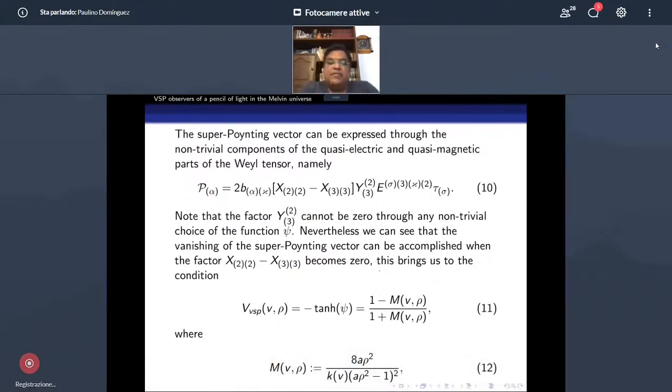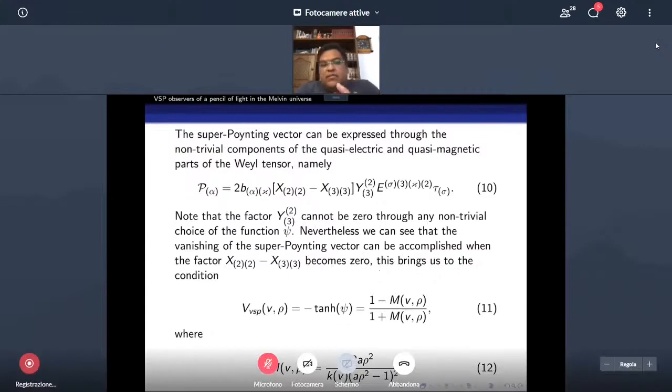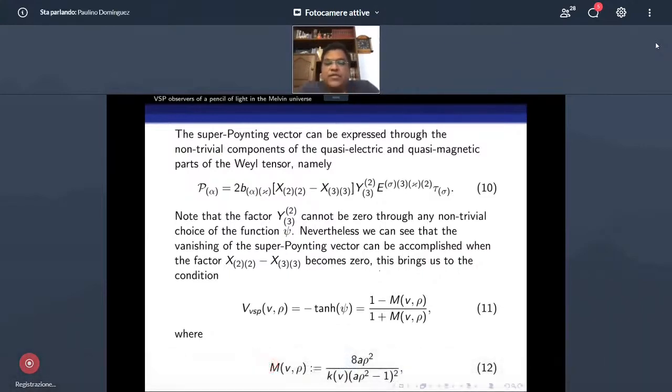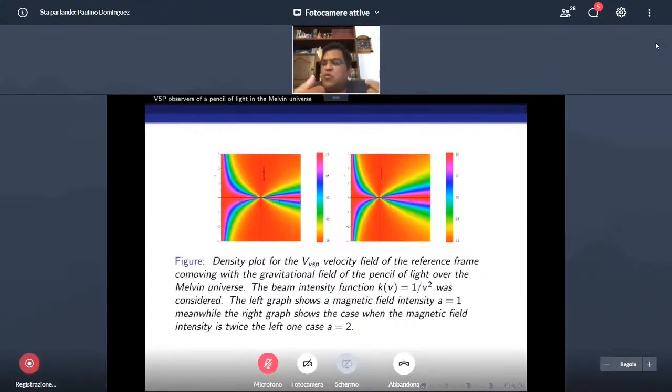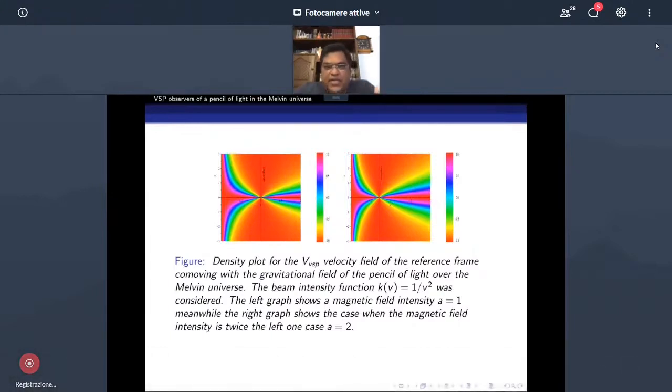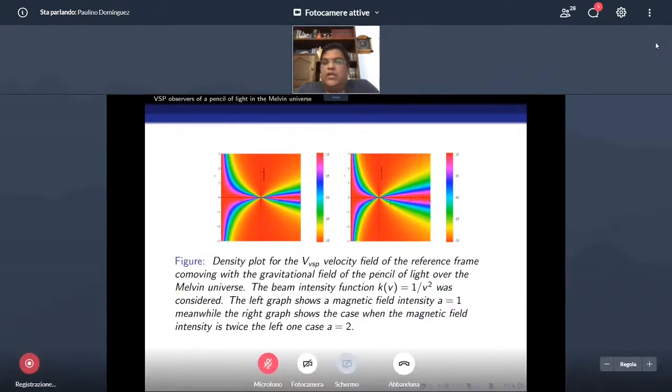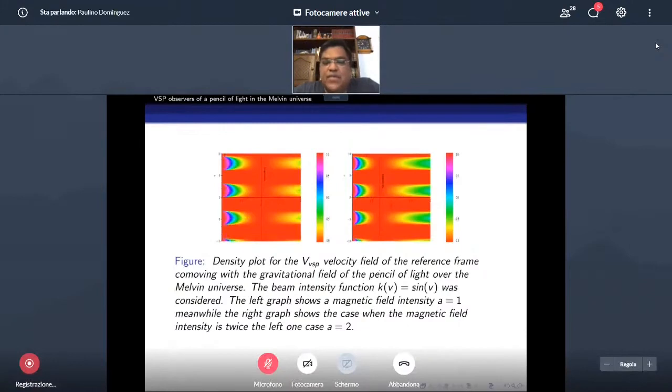B is the advanced time, and m is just a function. But we can plot these four velocity fields of the observers. They're considered just moving with the gravitational field, sorry, of this pencil. And okay, we have here the singularity that appears. This metric has a coordinate singularity. Okay, we can observe here that there are subluminal speeds of this gravitational field. There's only luminal speed.